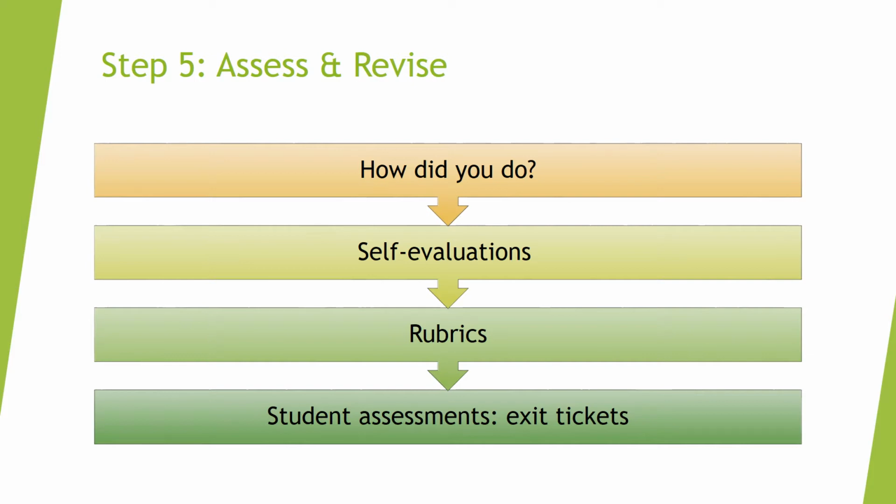The fifth and final step of the model is to assess and review. This is where educators reflect on what they have taught to students by asking, "How did you do?" As students reflect, they can complete self-evaluations, review rubrics, as well as have teachers assess the knowledge by giving exit tickets for students to see if they fully grasped and understood concepts that were being taught.